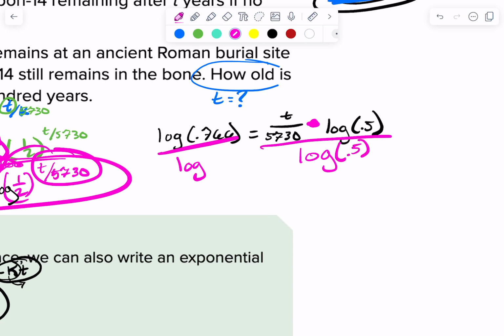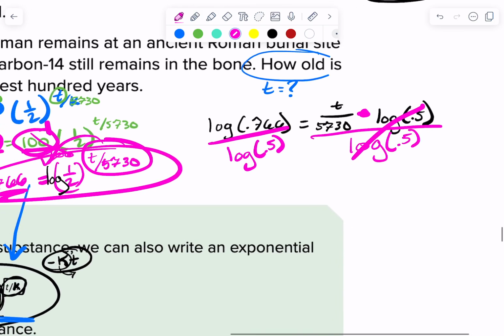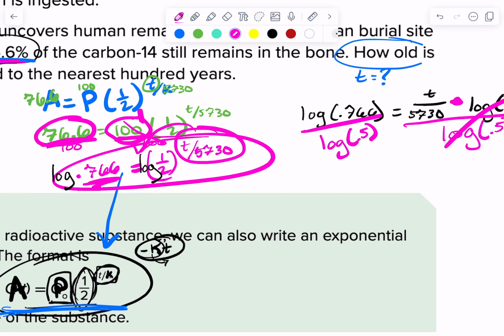Wait, I have a question. Yes, dear. I changed 0.766 equals 1/2 to the t to the whatever. I changed that to log. Can I do that? I just changed it to a log. Oh, sure. You did log base 1/2 of 0.766. Sure, that would work. Yeah.